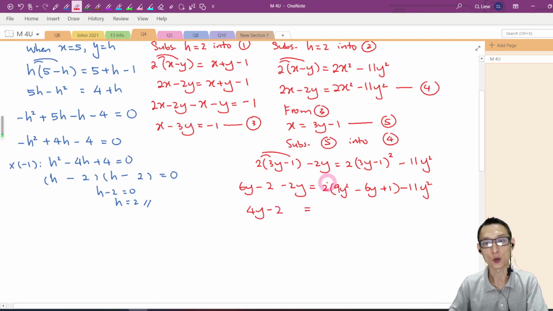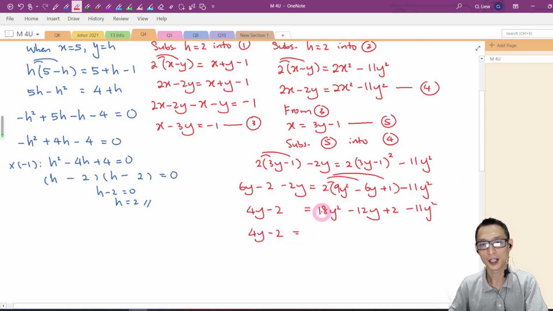Here I can do expansion now. 2, 9, 18. 2, negative 6, negative 12. 2 times positive 1, you get positive 2. Okay, now let me copy this part first. 18y squared minus 11y squared, you will get 7y squared. So the rest I just copy first.